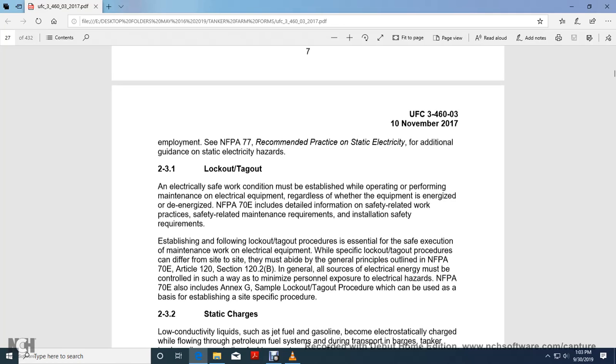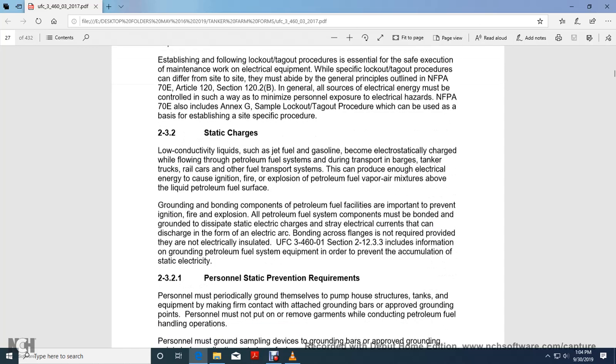Specific lockout and tagout procedures can differ from site to site, but must abide by the general principles of National Fire Protection Association 70E, Article 120, Section 122. In general, all sources of electrical energy must be controlled as a way to minimize personal exposure to electrical hazards. National Fire Protection Association 70E includes Appendix G with simple lockout and tagout procedures which can be used as the basis for establishing specific procedures.